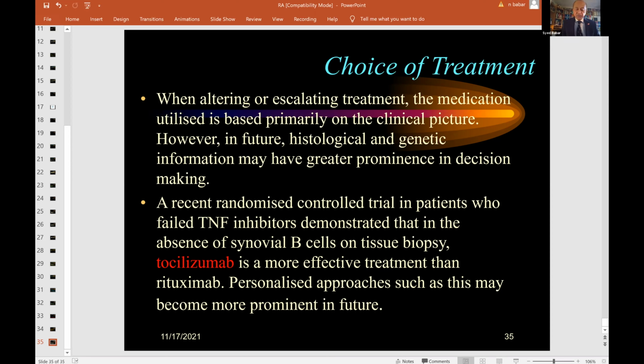I hope sincerely that I have not confused the audience about the biologics and other measures of treatment and control of rheumatoid arthritis. Thank you very much for listening.